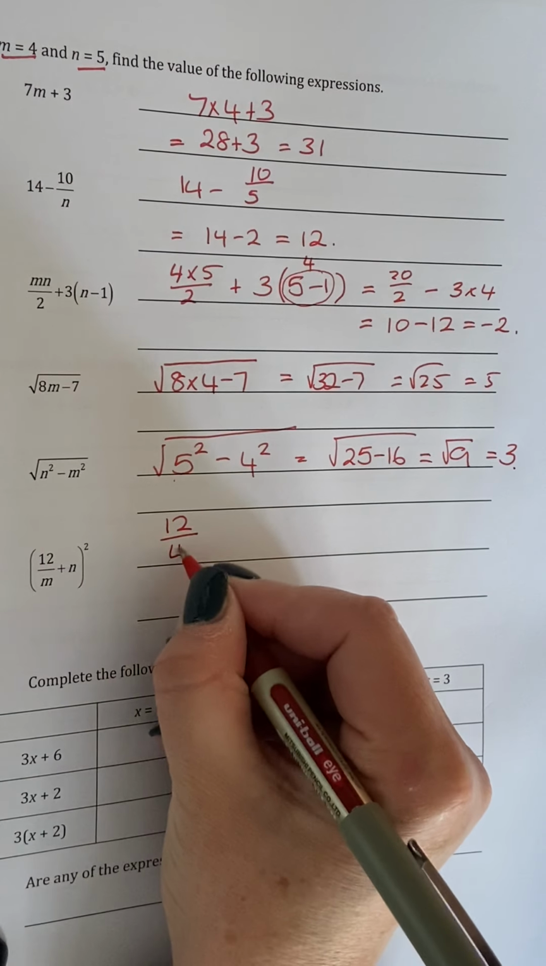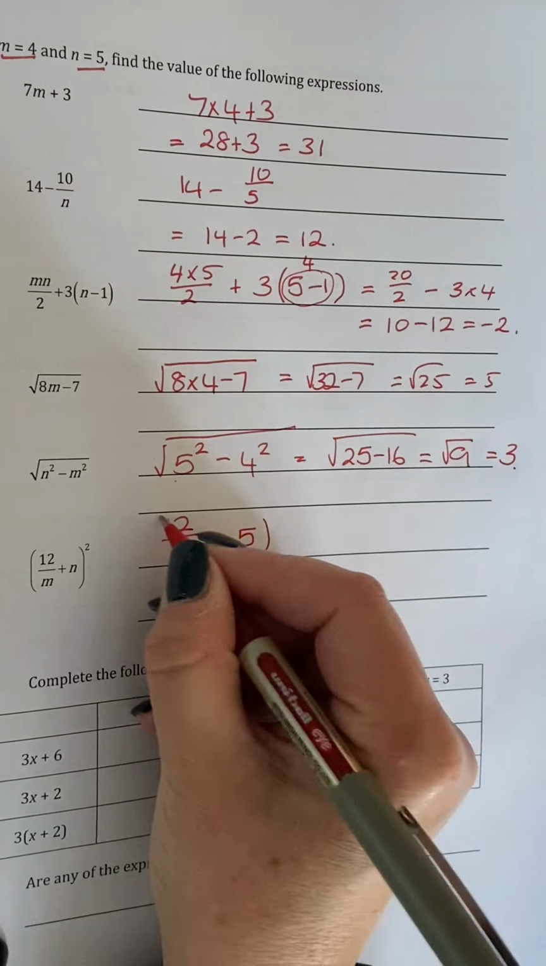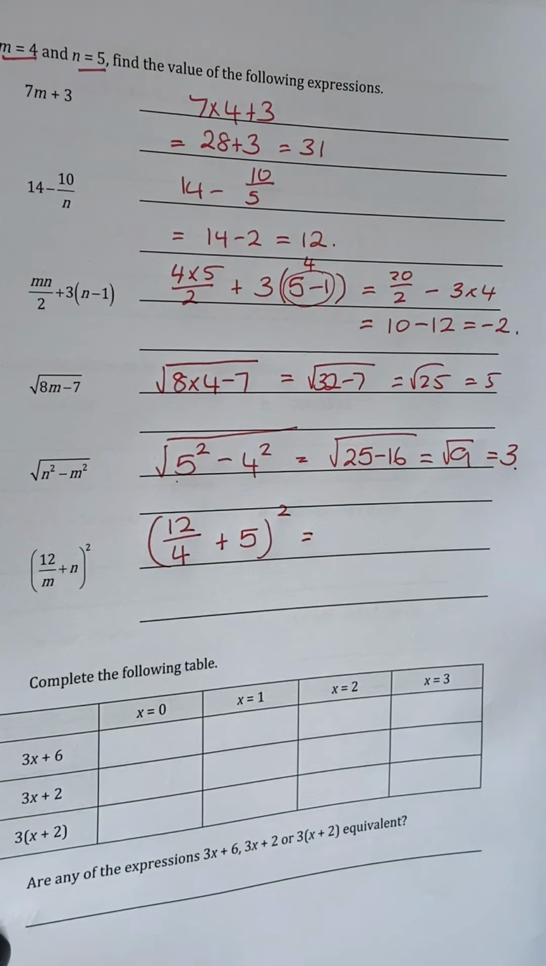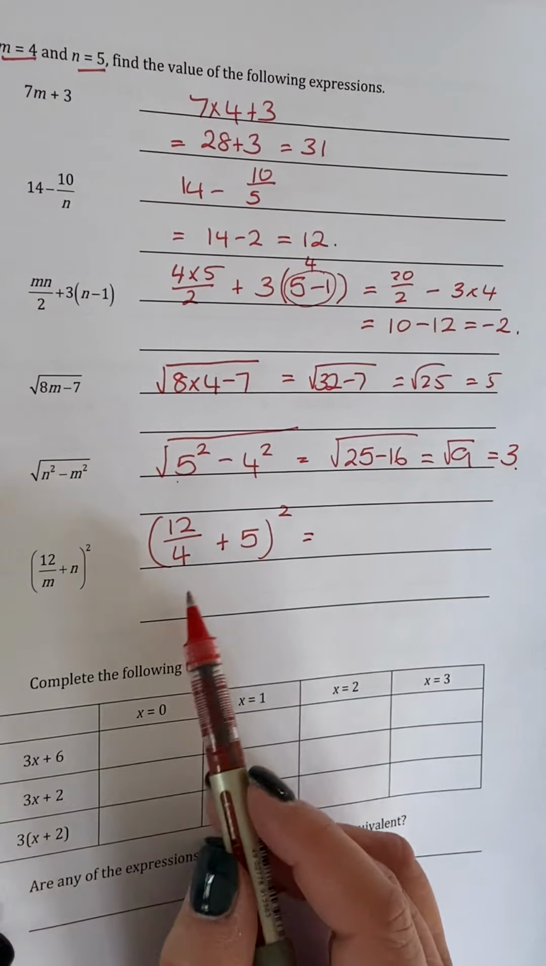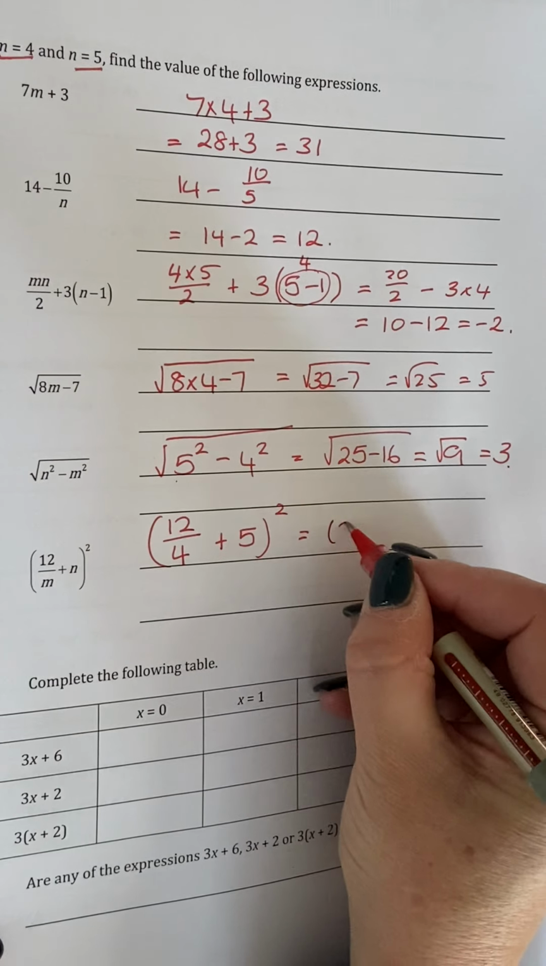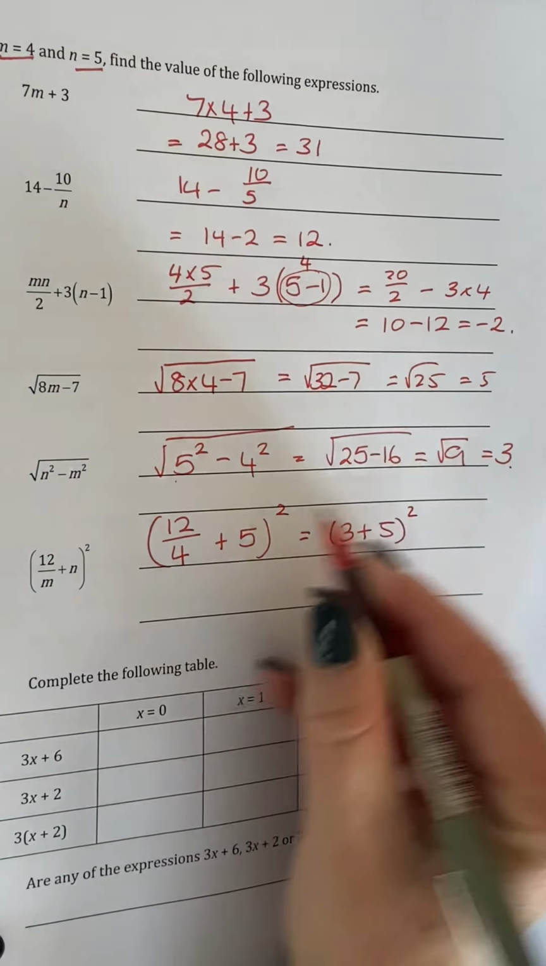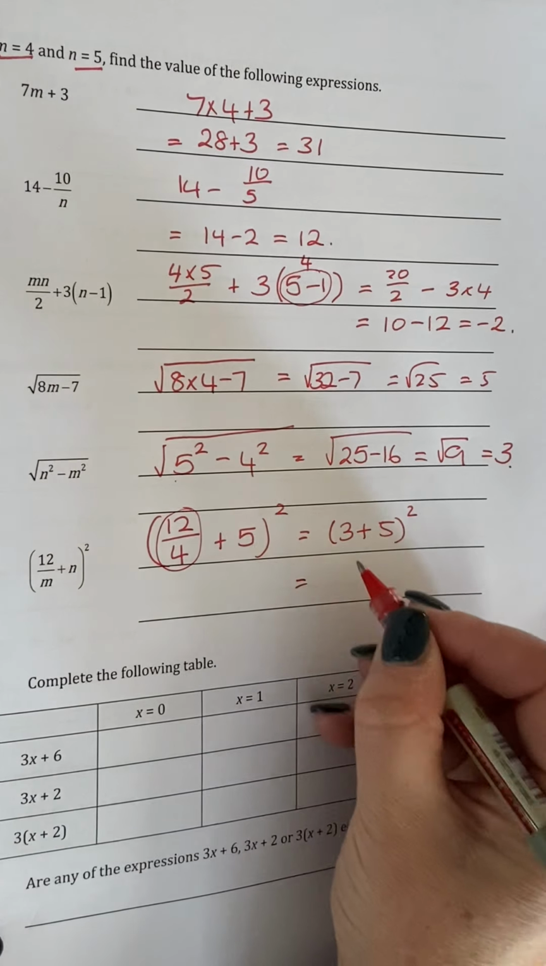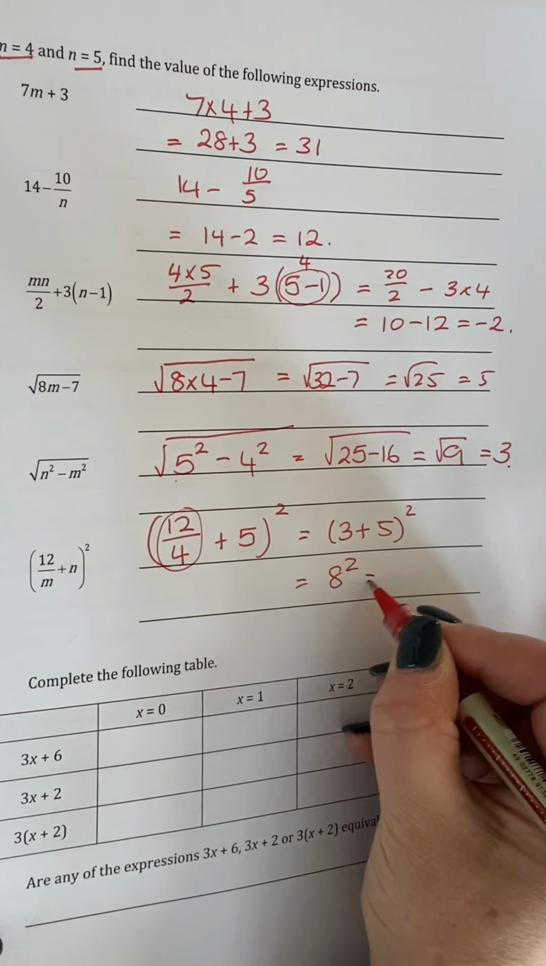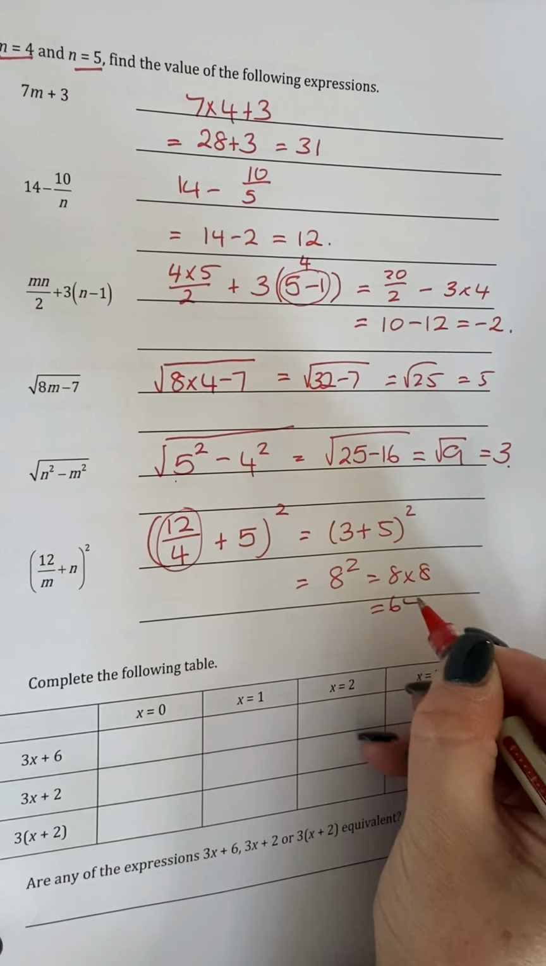12 divided by 4 plus 5 squared. That looks hard, but let's just do the inside the brackets first. 12 divided by 4 is 3. So it's 3 plus 5 squared. We'll just replace that with a 3. 3 plus 5 is 8 squared. 8 squared is 8 times 8, so that is 64.